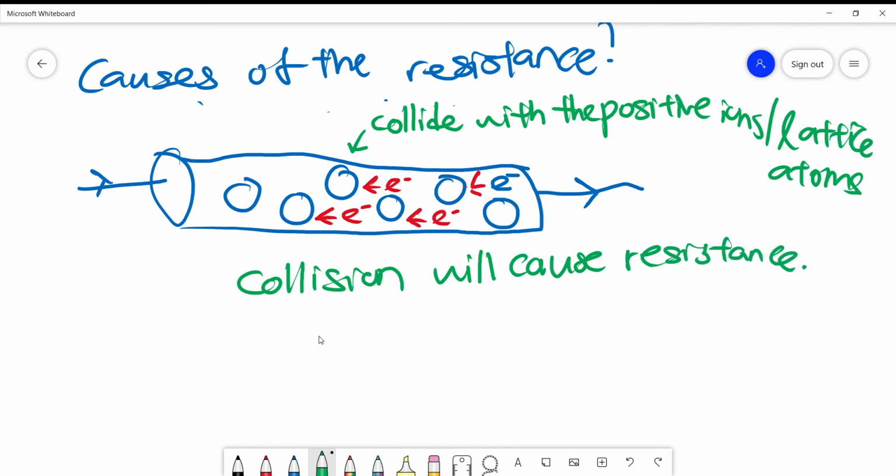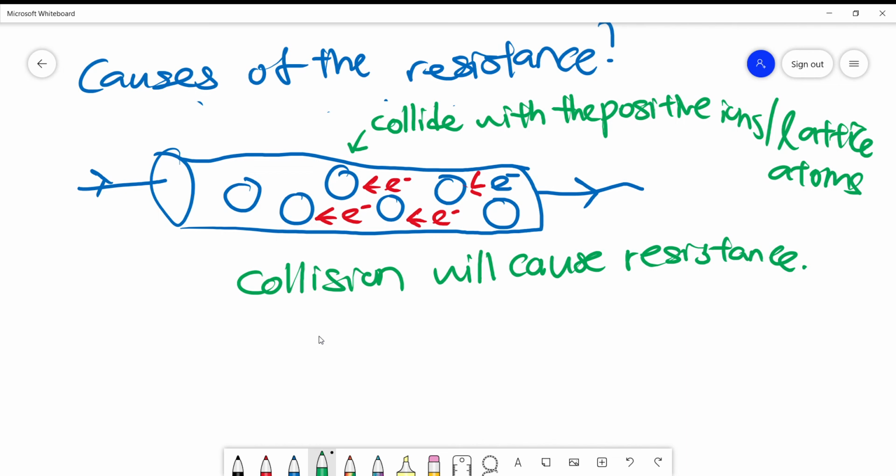So from the previous video, we discussed the collision of the accelerated free electrons, which causes the velocity of the free electrons to decrease. The decrease in velocity causes the net velocity to be produced. The net velocity will produce the electrical charges and finally the electric current.